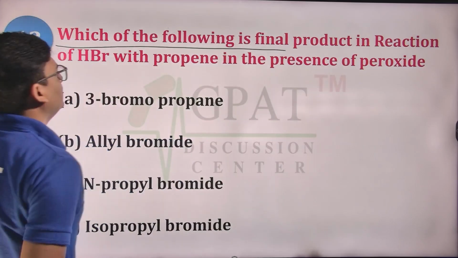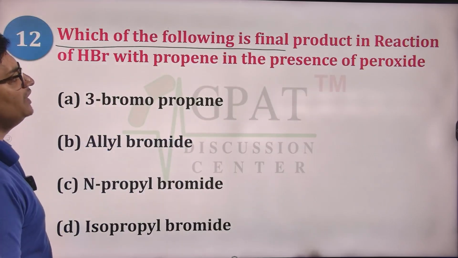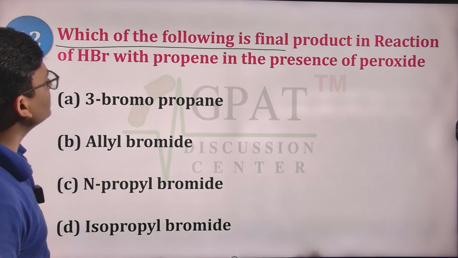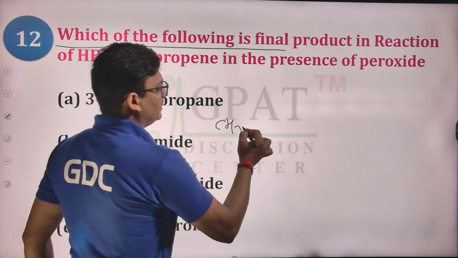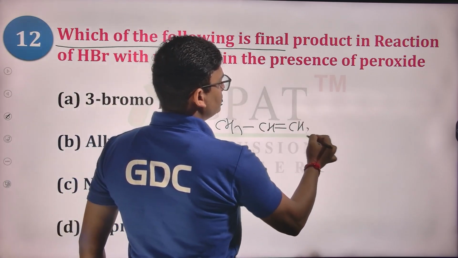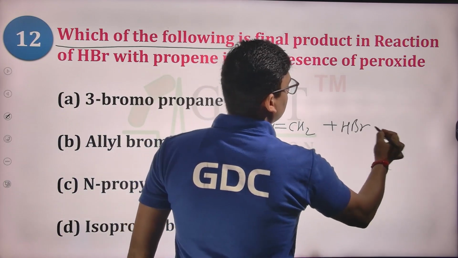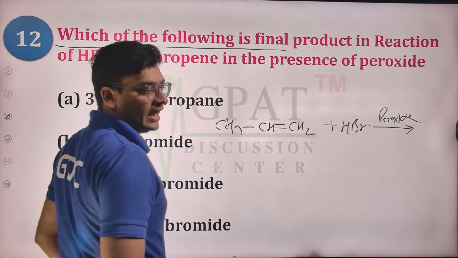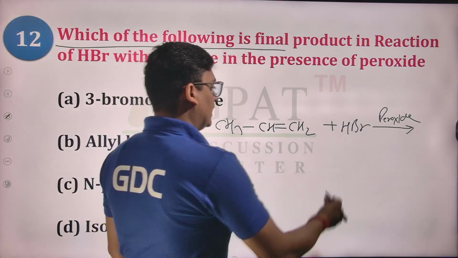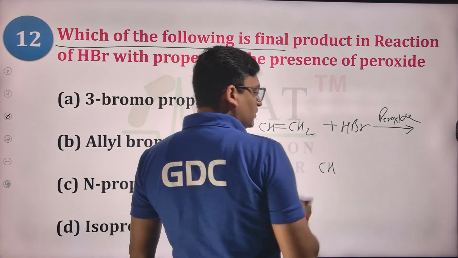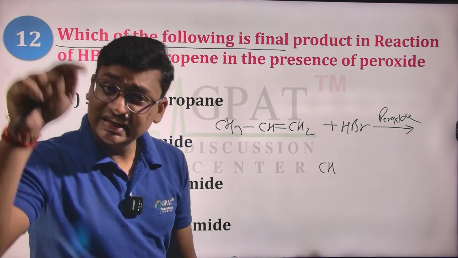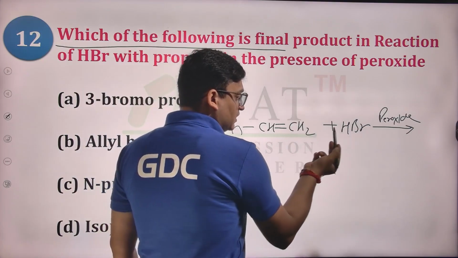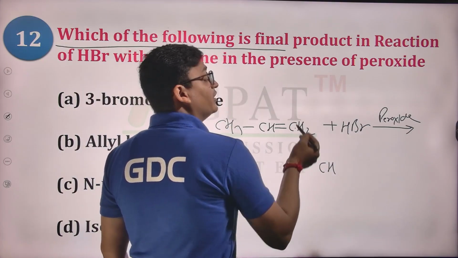Which of the following is the final product in the reaction of HBr with propene in the presence of peroxide? We are reacting HBr with propene, an unsymmetrical alkene, CH3 CH double bond CH2. In the presence of peroxide, we will get an anti-Markovnikov addition product. The H will add to the double bonded carbon having the lesser number of hydrogens. Till now, in electrophilic addition, we have studied that H adds to the double bonded carbon having the greater number of hydrogens.